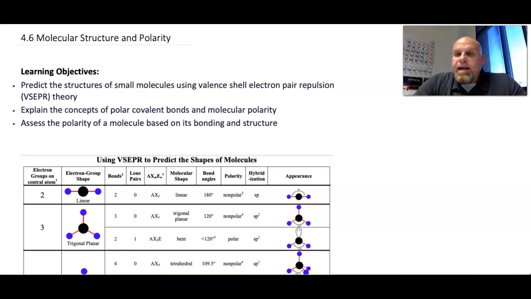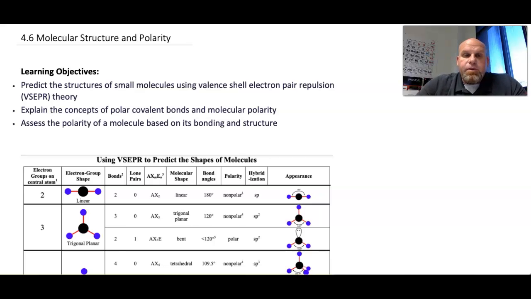All right, here we are with the last section for Chapter 4, Molecular Structure and Polarity. You can see once again the learning objectives have been listed for you. So here we're going to talk about valence shell electron pair repulsion, VSEPR theory. You can see that as one of the learning objectives that has been listed.